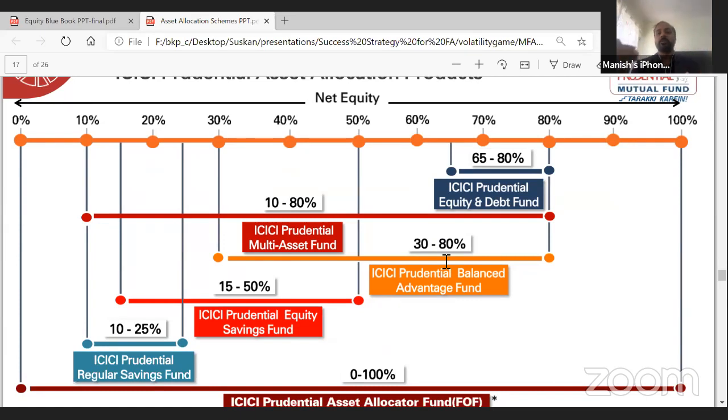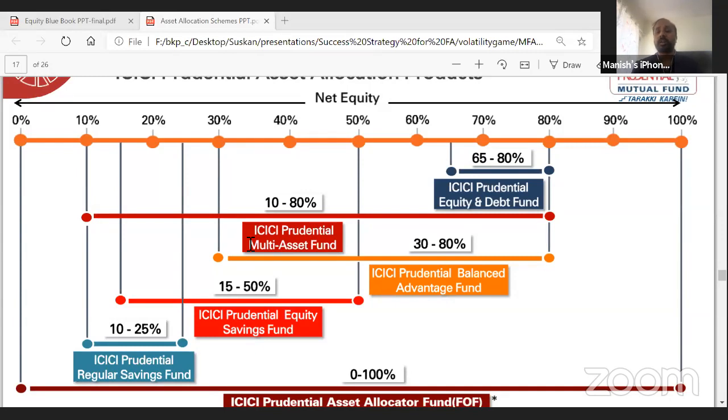That's big. So if an investor says, "No, I want something even more conservative than Balance Advantage Fund," let's say it's for a retired person or a senior citizen, who says they want a little more conservative, then we have a product, Equity Savings Fund, where the equity level can range between 15 to 50%. Market expensive, you can go down to 15. Market cheap, you can go as high as 50%.